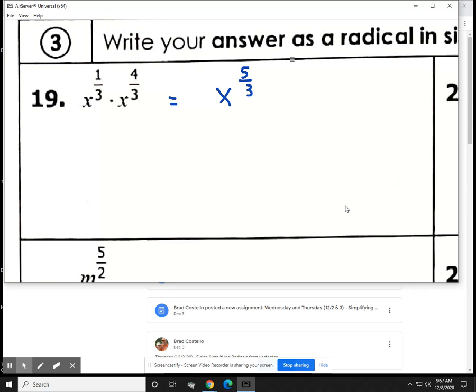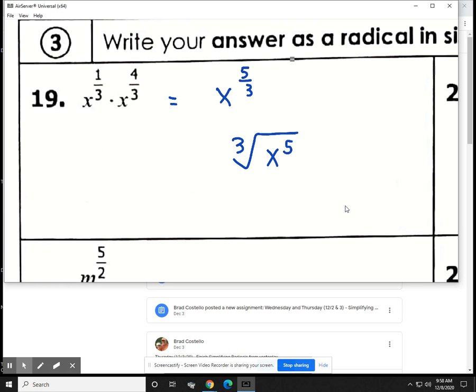Now that we've got these together, we can rewrite it as a radical. Remember, the denominator is the root. What's my denominator here? 3. So it's the cube root of x to the 5th. The cube root of x to the 5th.